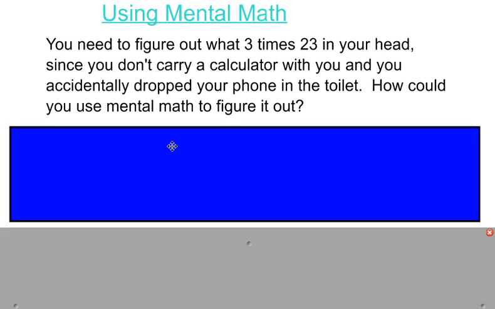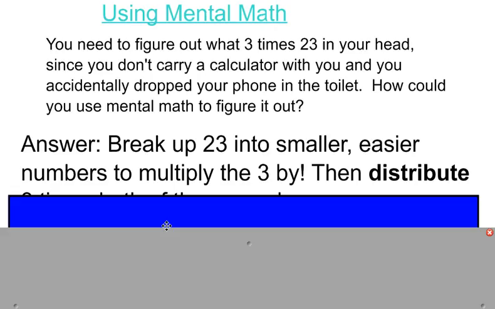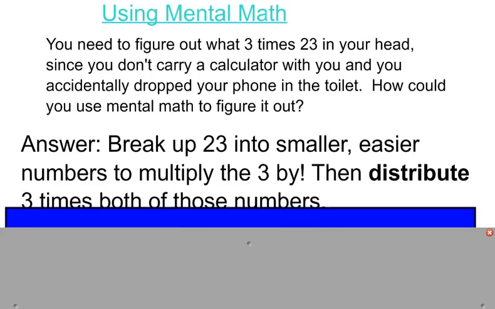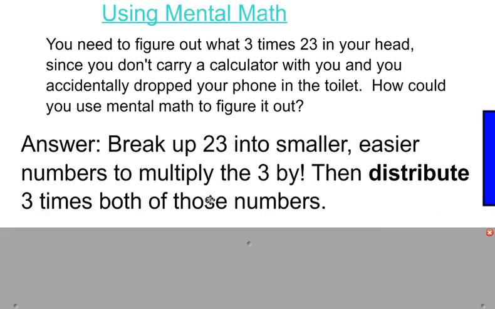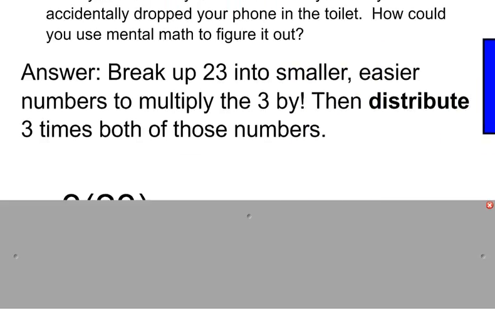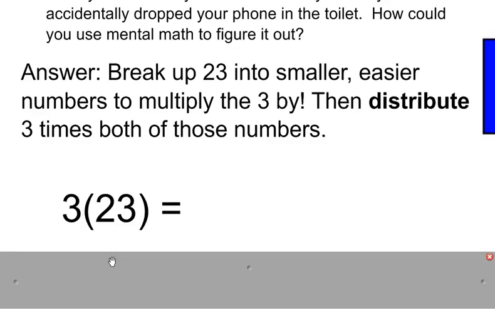Well, the answer is, let's break up 23 into smaller, easier numbers to multiply 3 by, and then distribute 3 to both of those numbers. So I'll write it out for you. I'll model it for you here. You've got 3 times 23. Now, you can break up 23 into some numbers that are easier. I'm going to break it up into 20 and 3, because that makes 23, right? So that's inside of the parentheses instead of the 23.